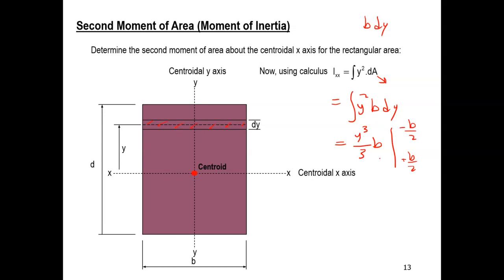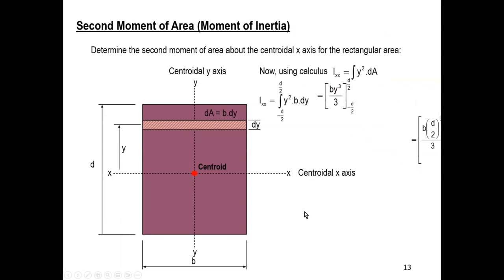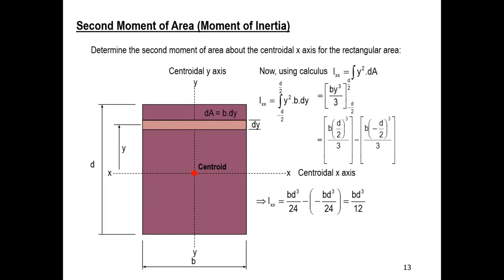And if you simplify that integral, you can find an equation for it, and the equation is b d cubed over 12. So the standard second moment of inertia is 1 over 12 times b d cubed, where b is parallel to the x-axis and d is parallel to the y-axis. That is one standard term. You find it in the formula sheet.